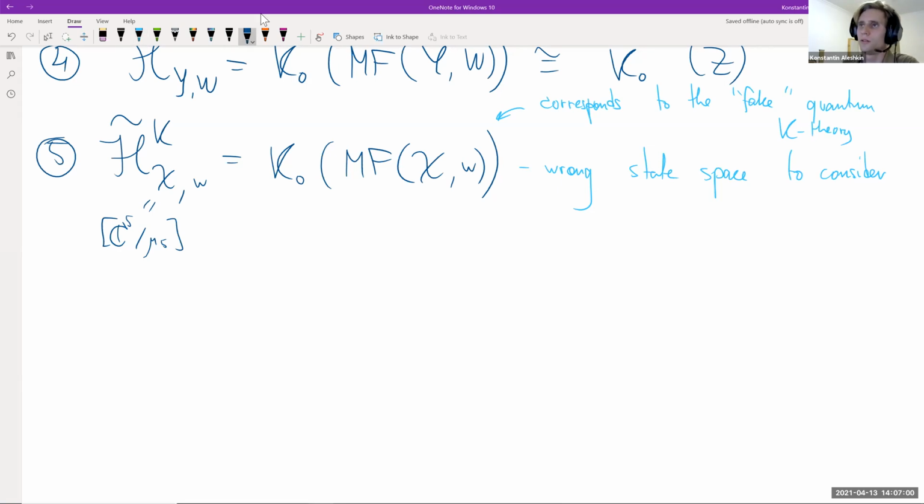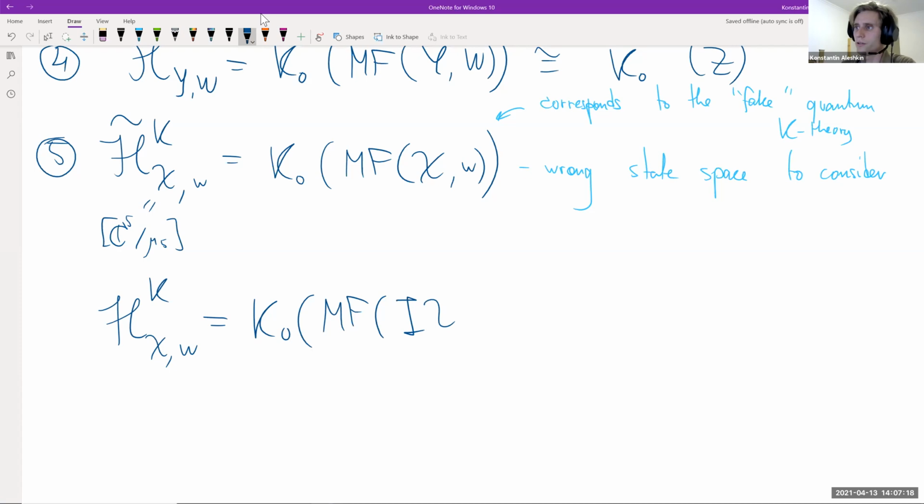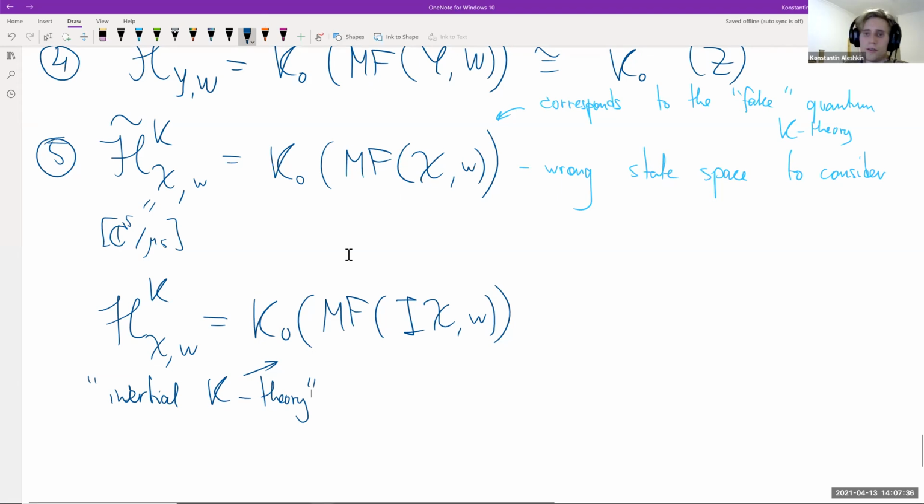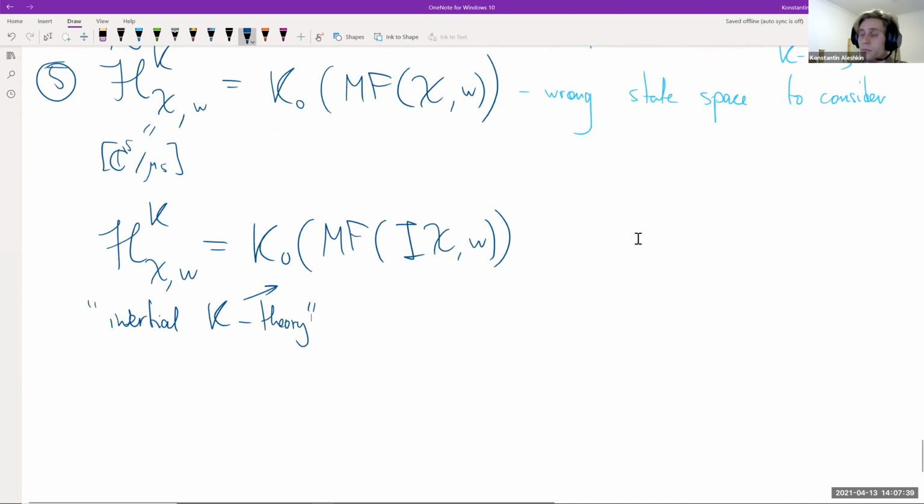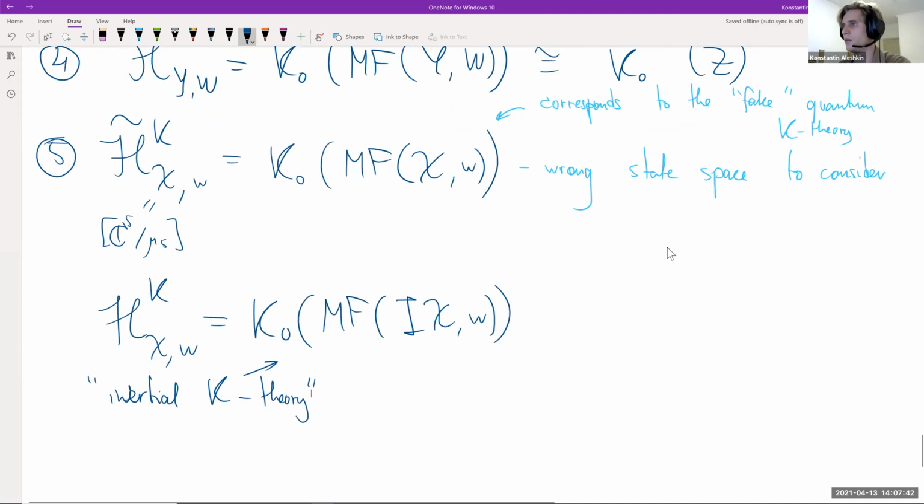I don't want to go too deep into that. The state space that turns out to be correct for our story is actually the K-theory of matrix factorizations of the inertia stack of X. This is actually bigger than the original thing.